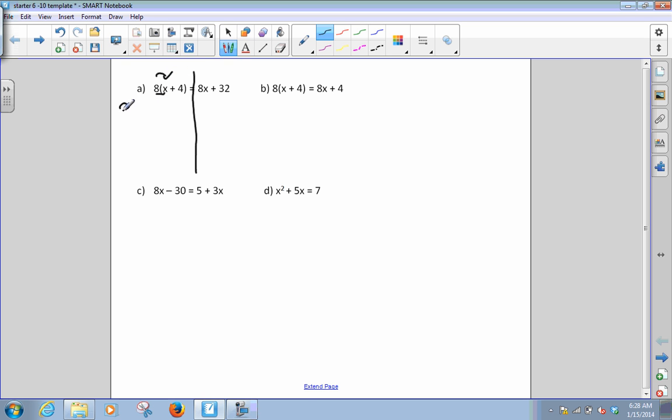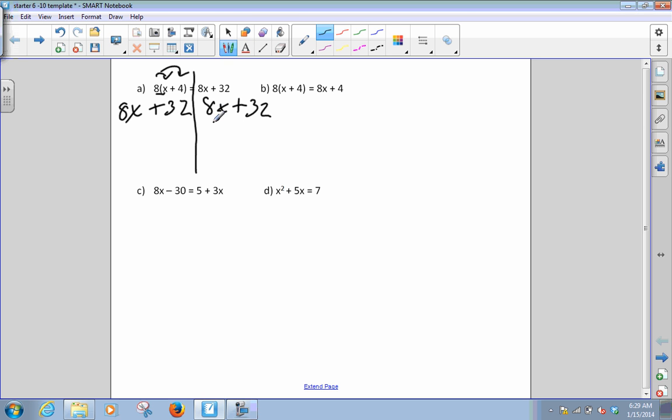So 8 times x is 8x. 8 times 4 is 32. So on this side, I've got 8x plus 32. On this side, I've got 8x plus 32. And I am looking at it now, and I've got a variable on both sides of my equal sign. I got to get rid of one of them.